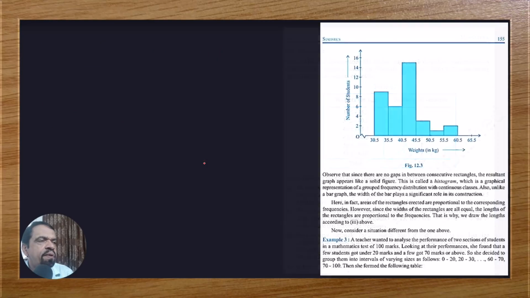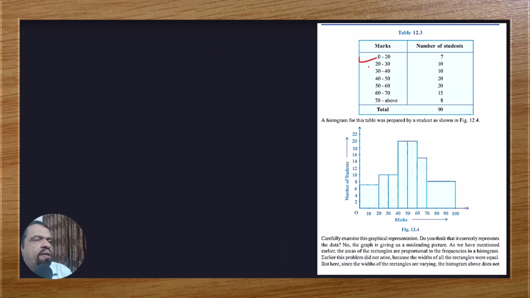But in this example, see here 0 to 20, then 20 to 30. Here the class size is 20 and here the class size is 10, and here it is 10. This is again 10, 10, then 60 to 70, 10. The class sizes are different. So they have given the wrong interpretation. This is wrong: 0 to 10 and 0 to 20 are coming in the same rectangle. So this figure is wrong. It is mentioned here that the graph is giving a misleading picture. If you get this kind of question where the class size is different, then we have to make a separate frequency.